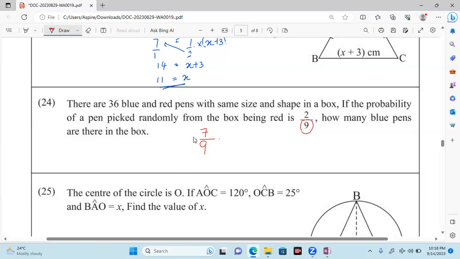Then 9 subtract 2 is 7. Now there are 36 blue and red pens. That means altogether there are 36, so we have to equate the denominator into 36. Then multiplied by 4, it is 28 over 36. That means if there are 36 blue and red pens, there are 28 blue pens. Then you are given 2 marks here. Here also you are given 2 marks.